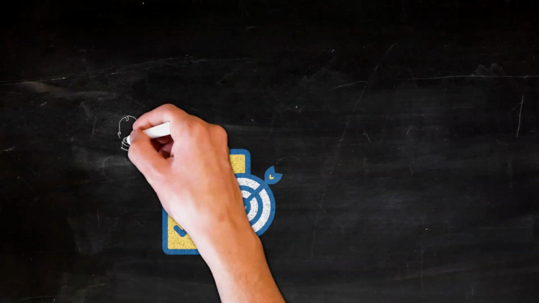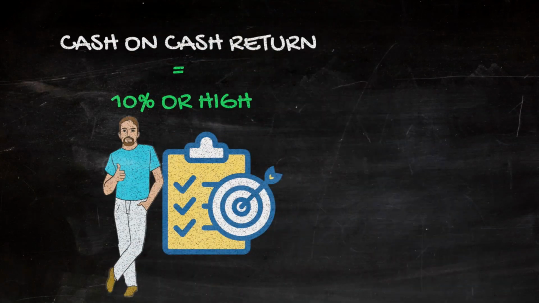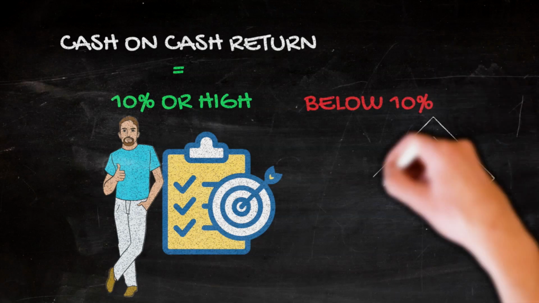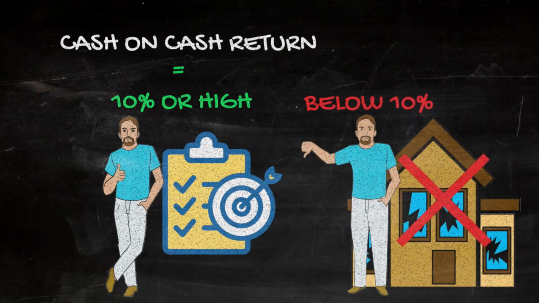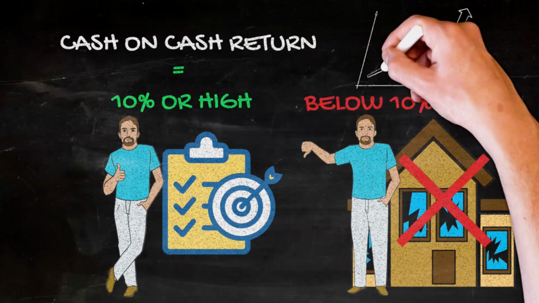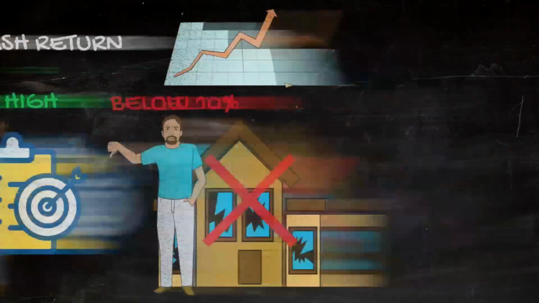In general, you should aim for a cash-on-cash return of at least 10% and preferably much more. A cash-on-cash return below 10% is simply not worth the effort and aggravation of owning and managing a rental property where you can get that kind of return by investing in a stock market index fund with absolutely no effort.